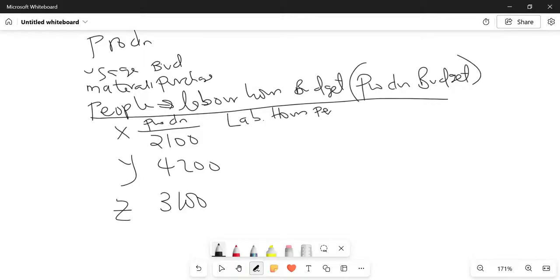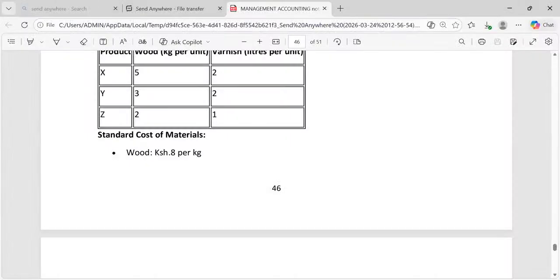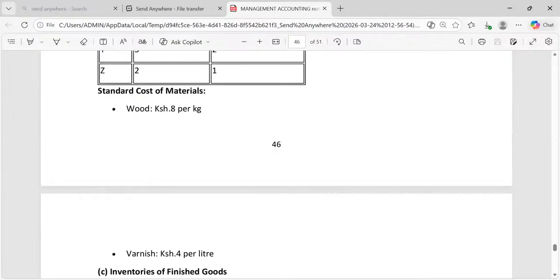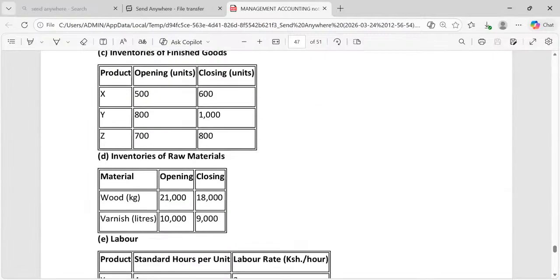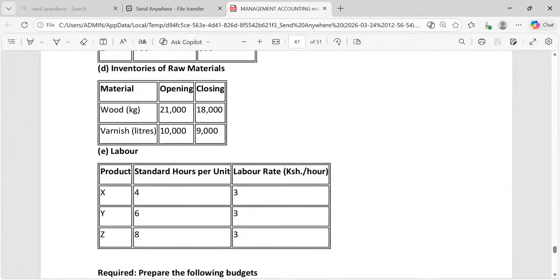per unit. Labor hours per unit. What do we have here for labor hours per unit? You can see here we have labor hours per unit. It's 4, 6, and 8.